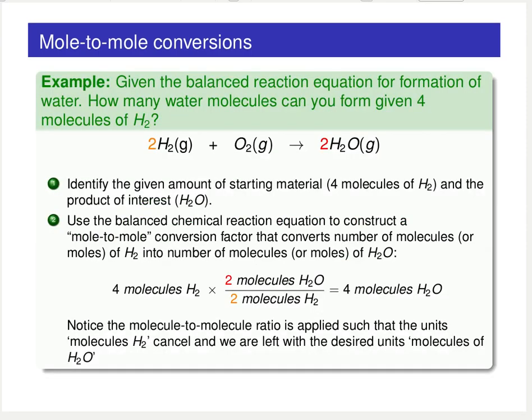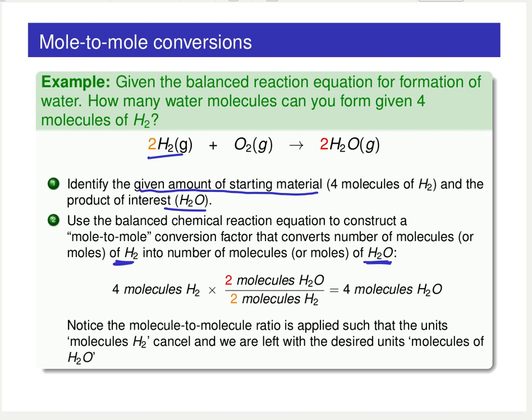Okay, so we're going to look at this exact same example once again. The first step in using a mole-to-mole conversion is to identify the given amount of starting material. In this case, we're starting off with 4 molecules of H2, and identify the product of interest. Right? In this case, it's H2O. Okay. So then you're going to use the balanced chemical reaction equation to construct a conversion factor that takes us, right, from moles of our reactant, H2 in this case, to moles of product, H2O in this case.